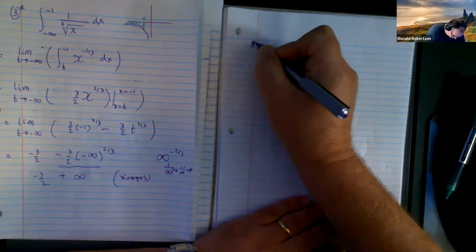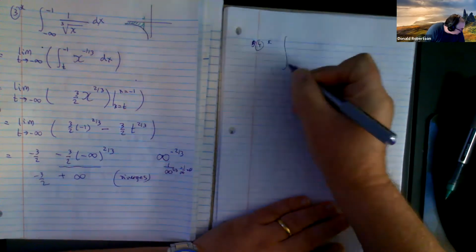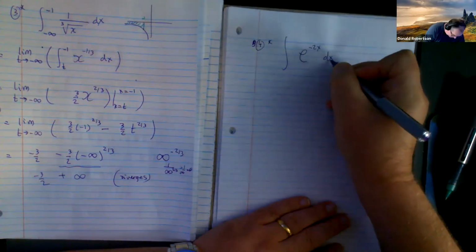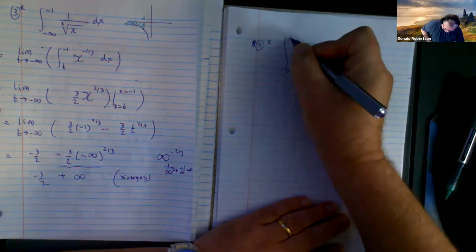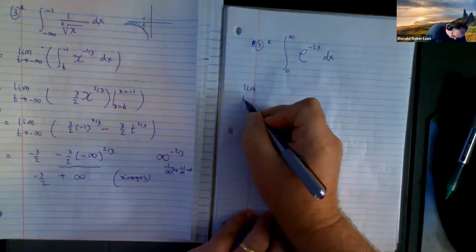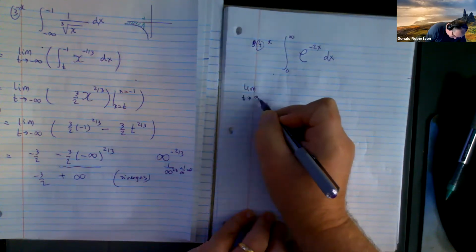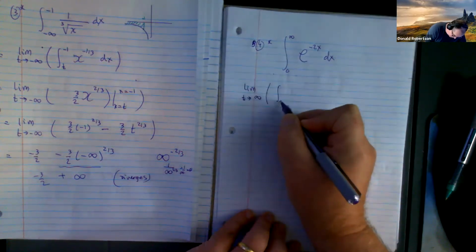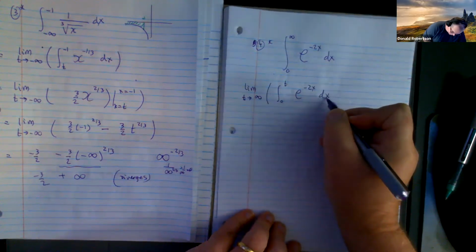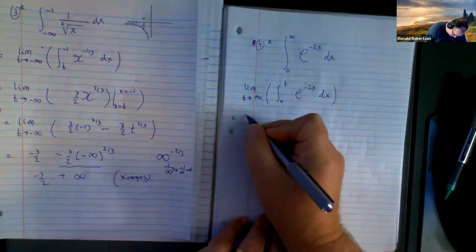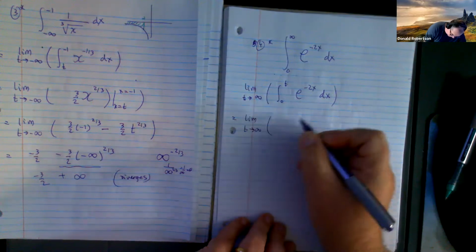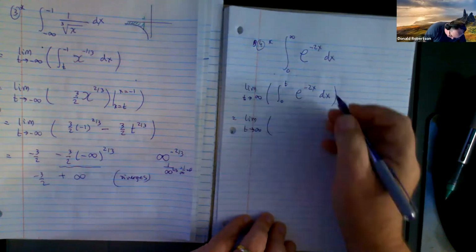I don't know, I think it's this version 4. Right, let's do e to the -2x dx, and the integral is going to go from 0 to infinity. So it's going to be the limit as t tends to infinity of the integral from 0 to t of e to the -2x dx. So far, so good. I don't need to do anything. That's pretty much ready to go.